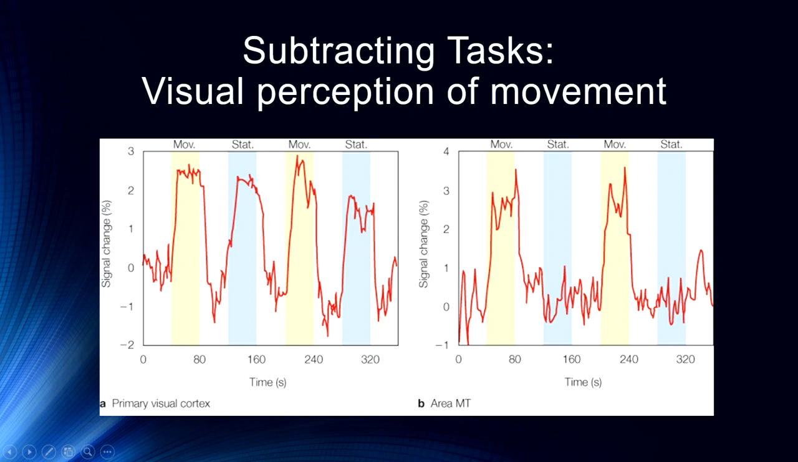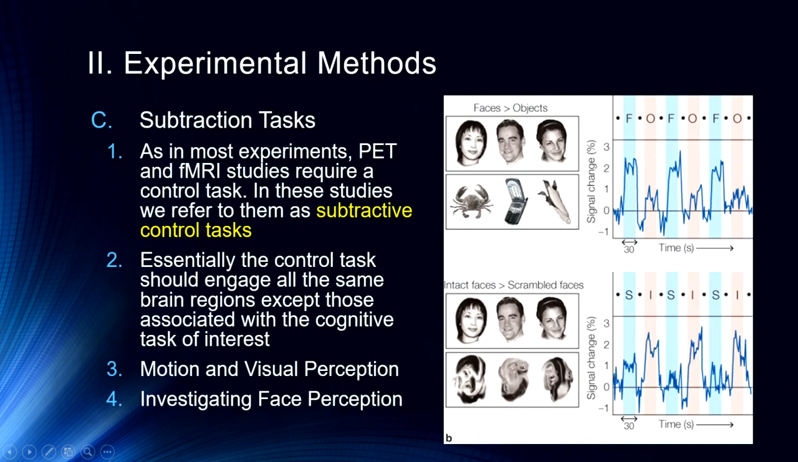By subtracting out the stationary trials from the motion trials, we get to see just what is only associated with motion. So when we come over here to area MT on the right, we subtract these stationary trials from the movement trials. We're going to see a big signal because there's nothing happening in those stationary trials, but there's a big signal associated with those movement trials. And that's the logic behind fMRI research.